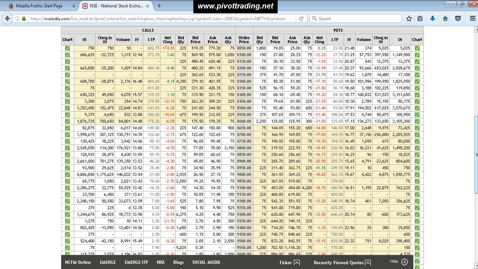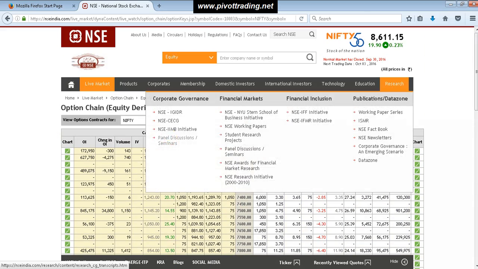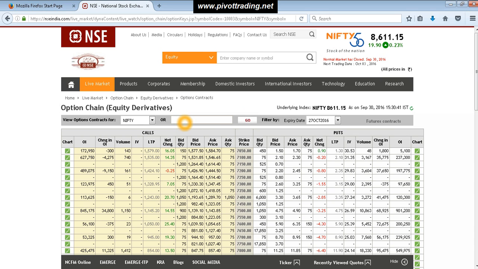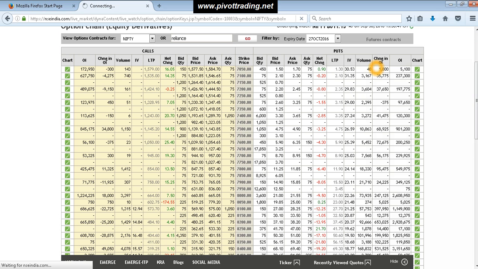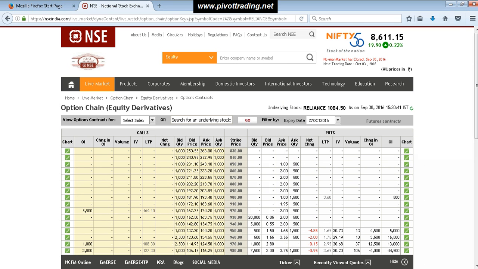So let's see, I will show you an example of some stock options also. So let's say if you want to search any particular stock options, you can come here and you can type the name. Let's say I want to search for the Reliance options. I type in the name of the Reliance, I do a go. I wait for some time and then I will get all the options for the Reliance. See now here you will see the Reliance cash market price is 1084.5.